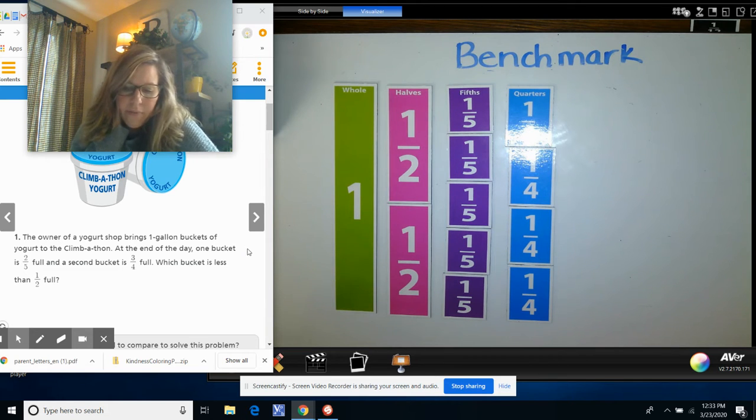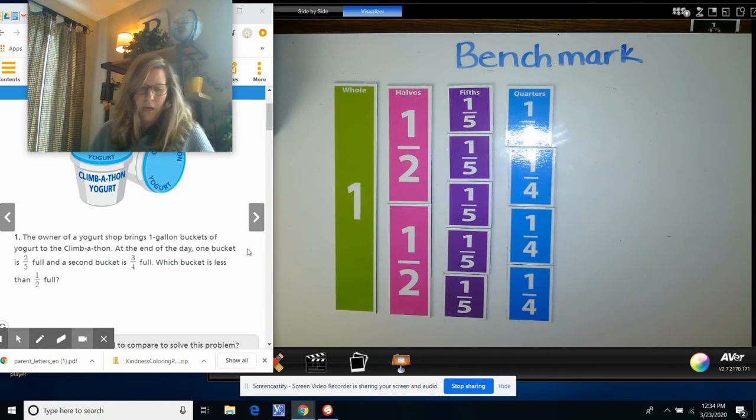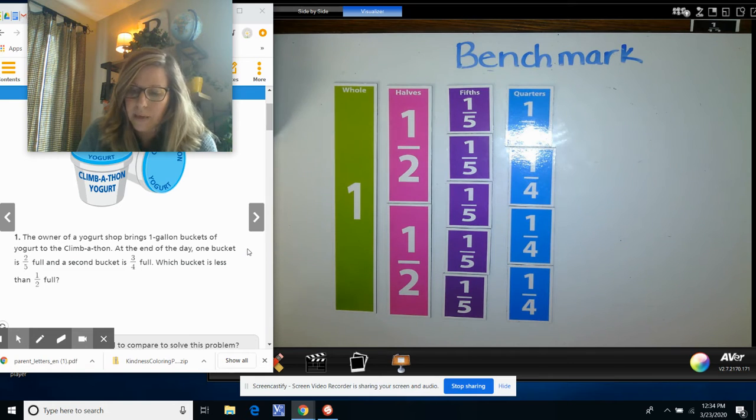It says the owner of a yogurt shop brings 1 gallon buckets of yogurt to the Climathon. At the end of the day, 1 bucket is 2/5 full, and a second bucket is 3/4 full. Which bucket is less than half full? Okay. So let's read that again. So we know we're talking about these gallons of yogurt buckets this owner brings to the Climathon.